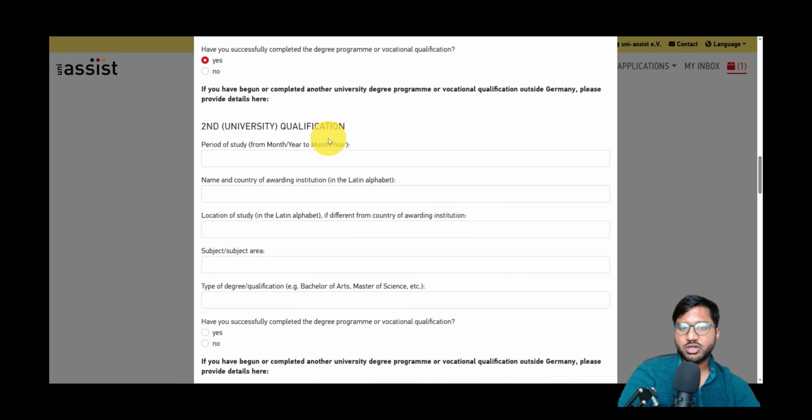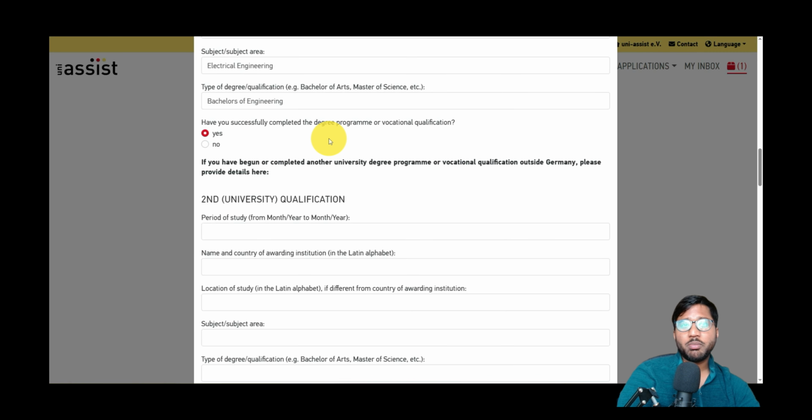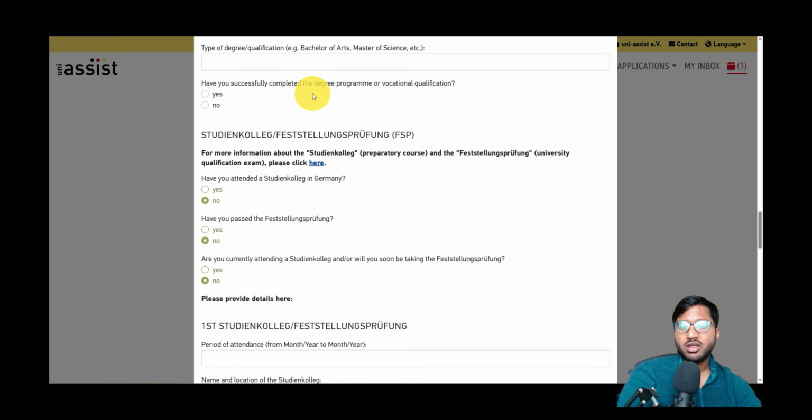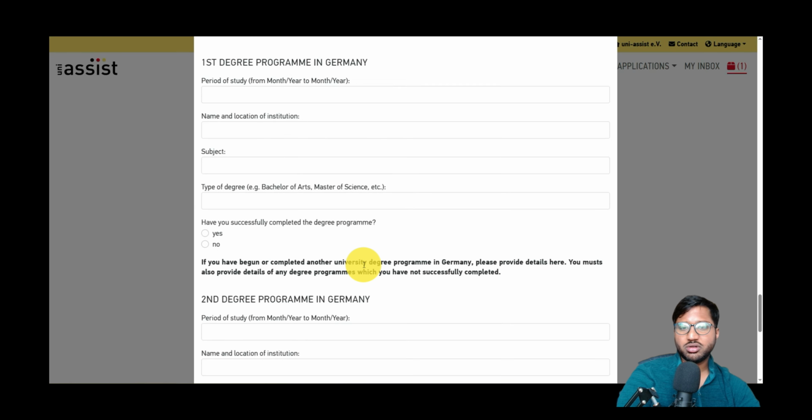Then in the second university qualification, you can just keep it no. The third university also you can keep no. But if you are coming for a second master's here and have already done one master's in any country or in India, then please use the second university qualification to fill in the master degree which you have already done. After that, if you have not attended any other college, then please mention no to all, so you don't need to worry about anything. And these are the same, you don't need to fill in anything.